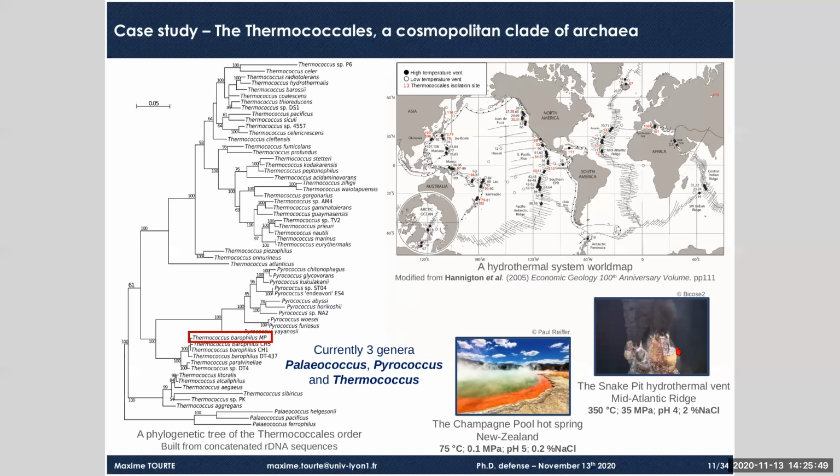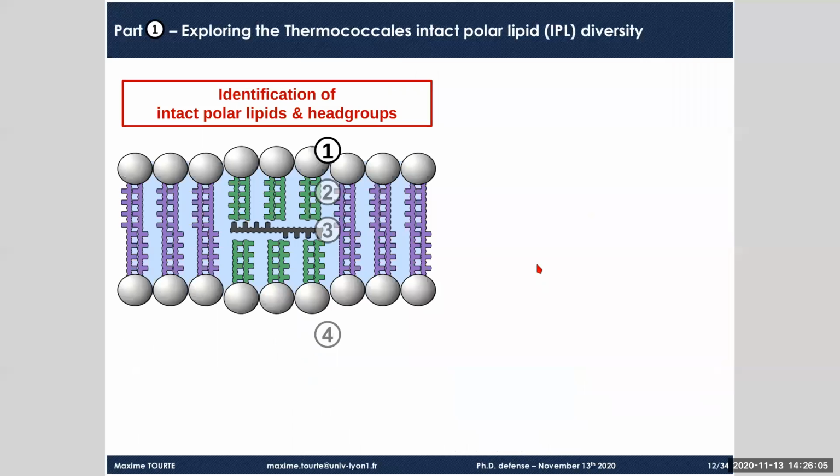So the Thermococcales, due to their diversity in both genetics and environmental settings, offer quite a good view of the diversity that we could see of membrane organization. So first, let's start with the identification of the polar head groups and the intact polar lipids.